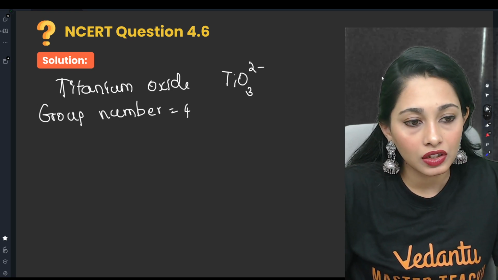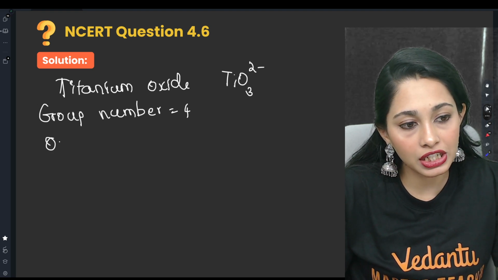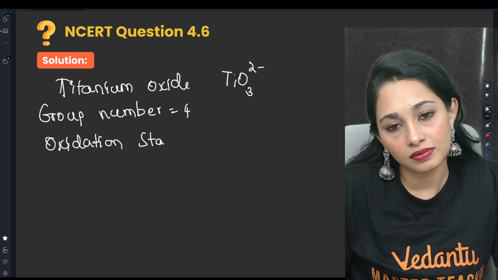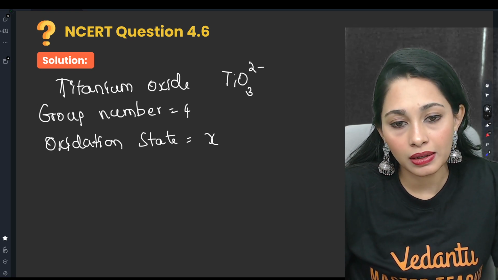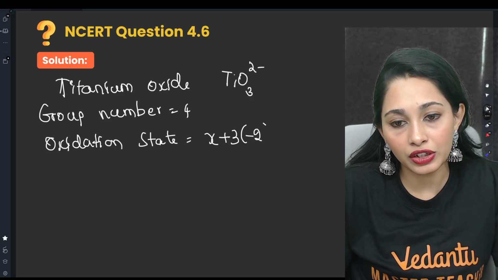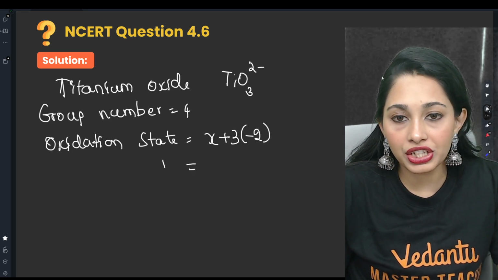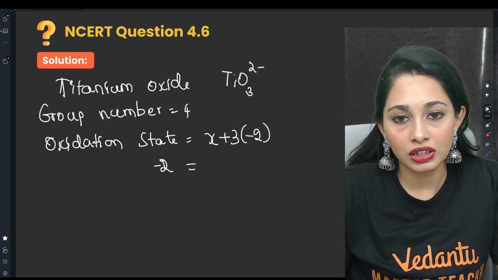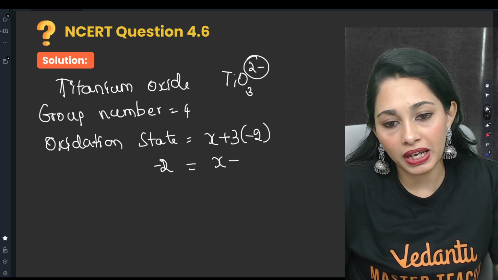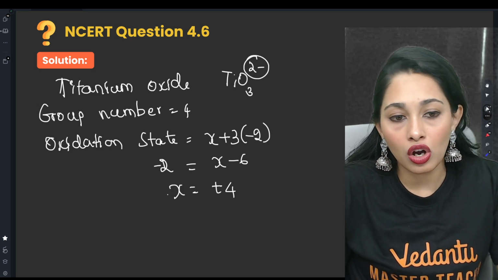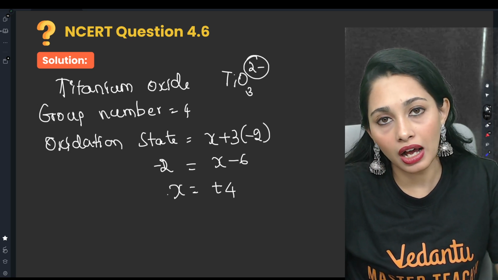Let's see that. So oxidation state is equal to X plus 3 into minus 2, minus 2, the valency of oxygen. So oxidation state is minus 2 here. So X minus 6. So X is equal to plus 4. So both oxidation state and group number are 4.